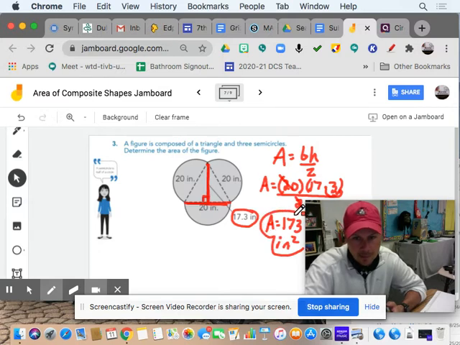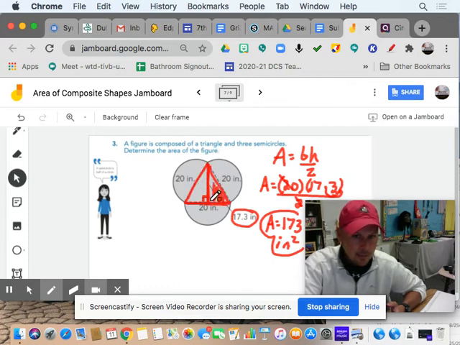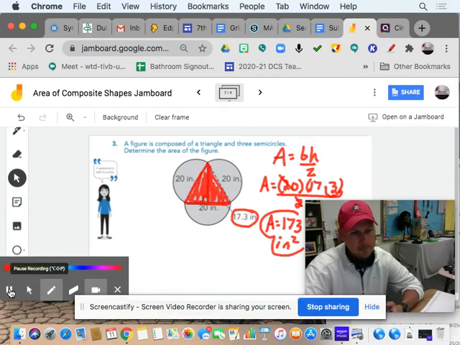Maybe you solved it like I did. Maybe you didn't. But that's the first part. That's just the triangle. That's going to be all the area found inside of here. So now we need the 3 half circles in addition to our answer.